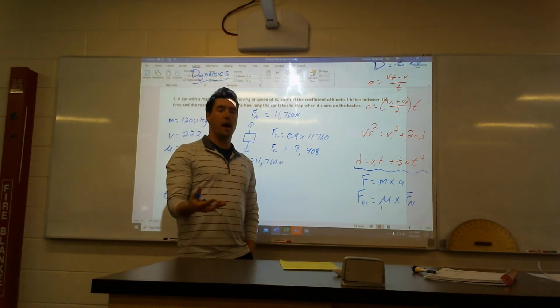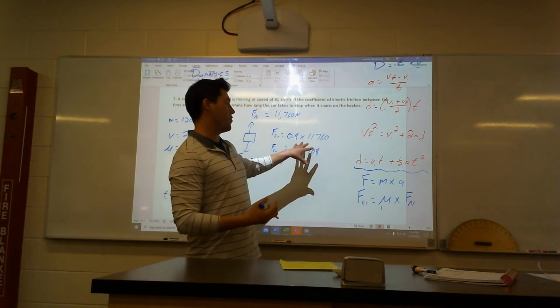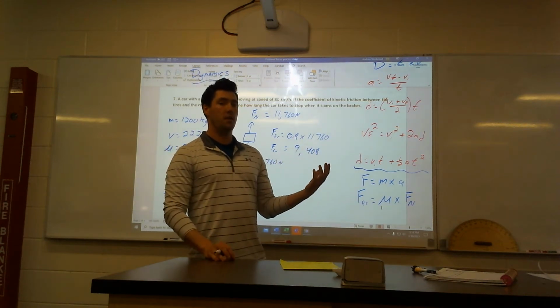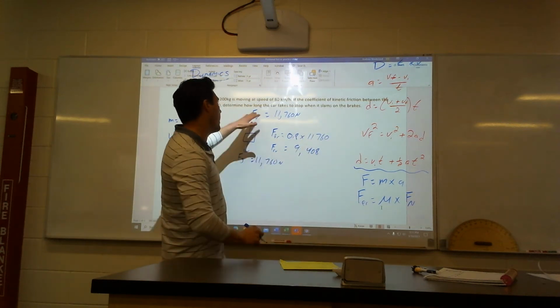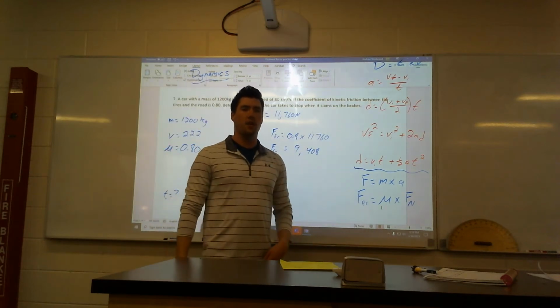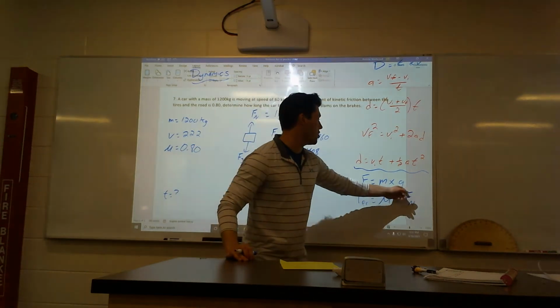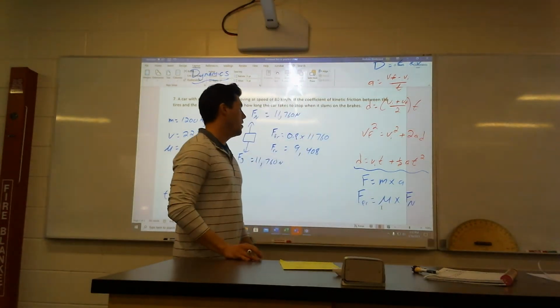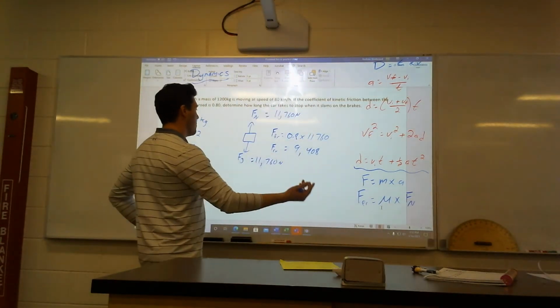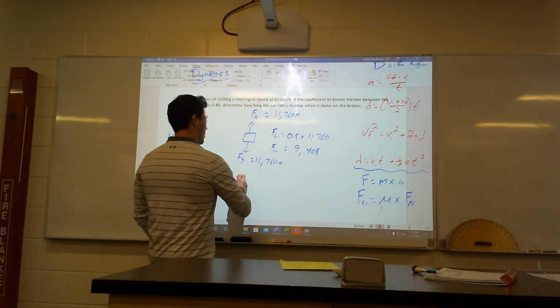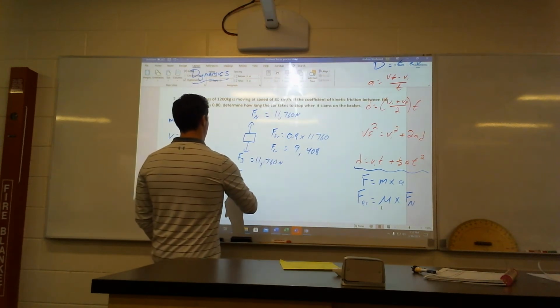This car is trying to brake. So the friction force of the tires is the only thing that's acting on it. I mean, besides normal force and gravity, they cancel out. There's no other force, so that is the net force. That is the net force that I'm going to put into here. Okay? So now that I have that, I can find my acceleration. Acceleration equals force divided by mass.